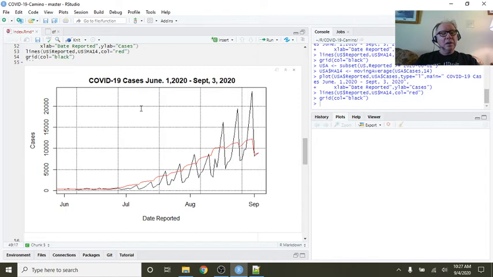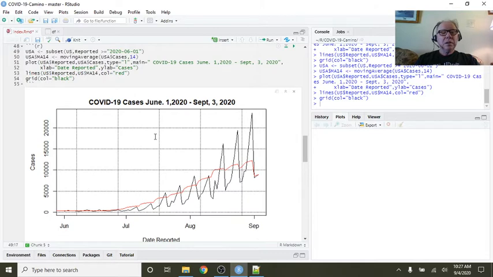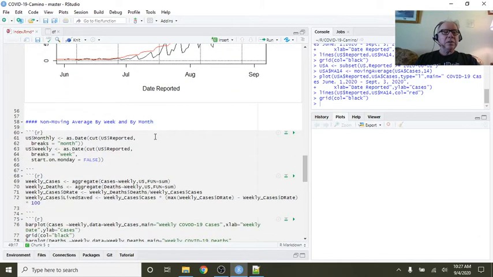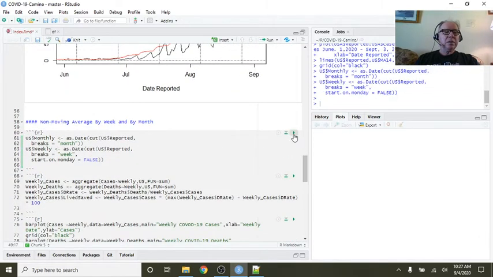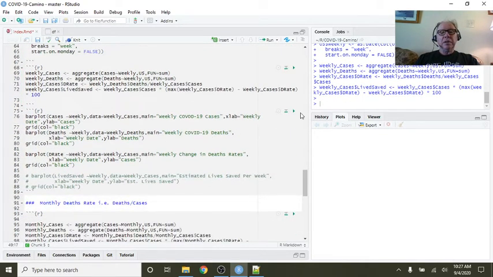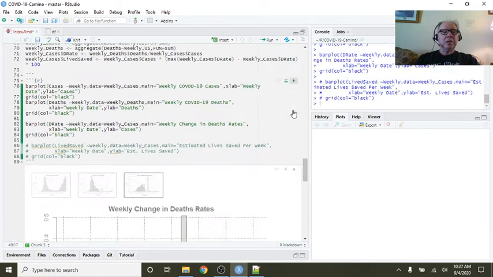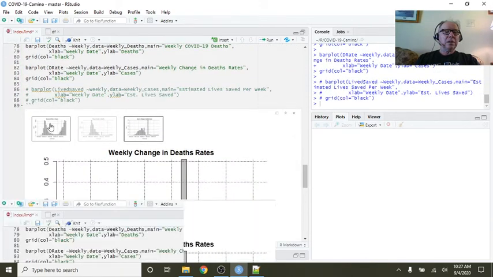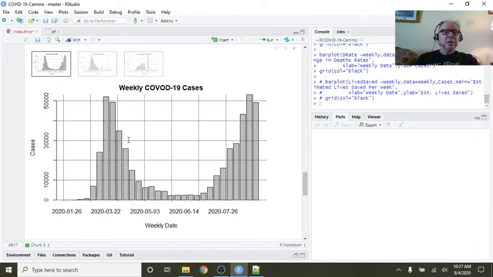Now you can see exactly what's happening here. Spike continues. Create some weekly aggregate functions. Now let's do a series of bar plots. Here you can see this, the spike continues upward.